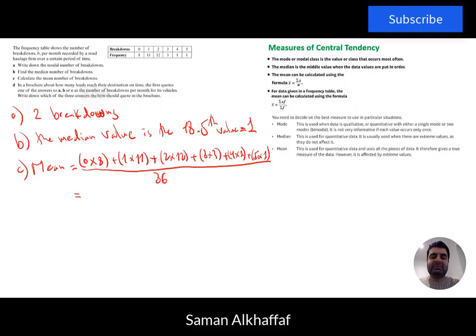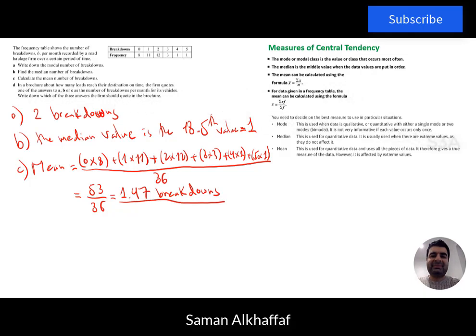So in this scenario, we would have 53 over 36. So that would give us 1.74 breakdowns. And this will be our answer for part C.